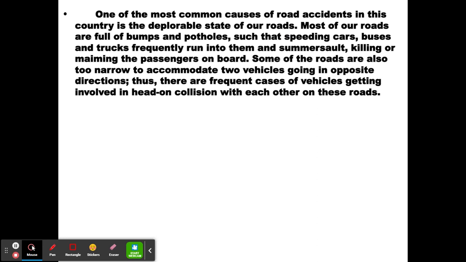Don't forget, in our outline, we said we are going to talk about bad roads here, and that's exactly what we are doing. Most of our roads are full of bumps and potholes, so that speeding cars, buses, and trucks frequently run into them and somersault, killing or maiming the passengers on board. Some of the roads are also too narrow to accommodate two vehicles going in opposite directions. Thus, there are frequent cases of vehicles getting involved in head-on collision with each other on these roads.